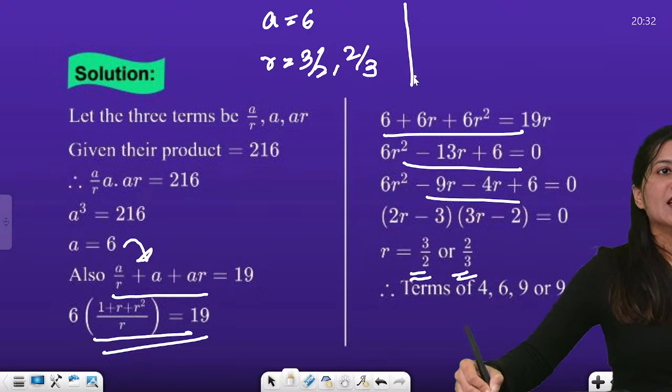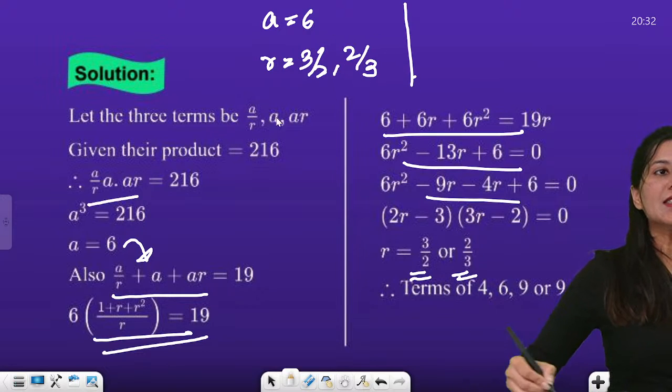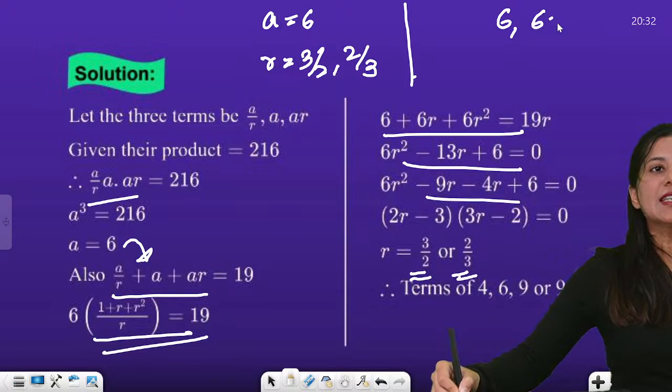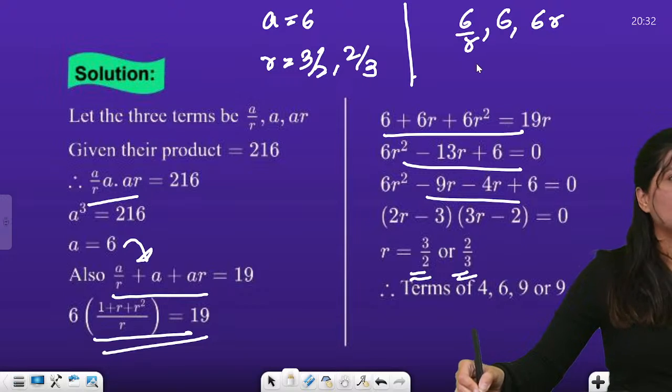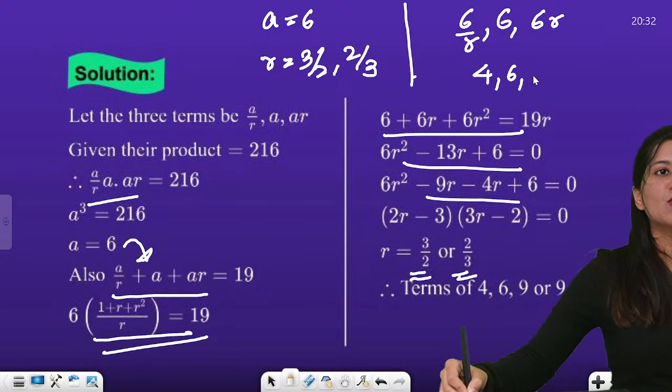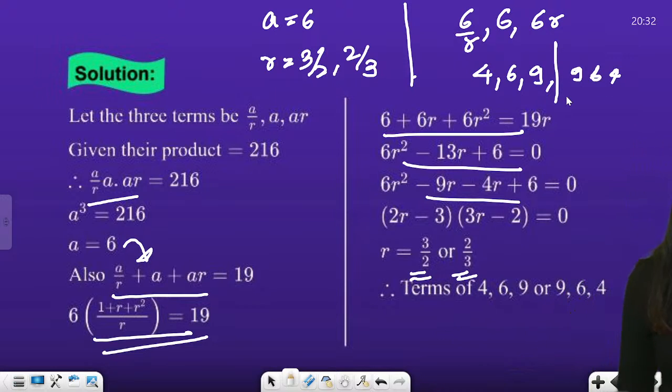Now tell me, if a is 6, what are your numbers? Middle term is this 6r, 6 by r. So just plug in 3 by 2 or 2 by 3, whatever you want to. So your answer will be 4, 6, 9 or 9, 6, 4 depending upon which r you have selected.